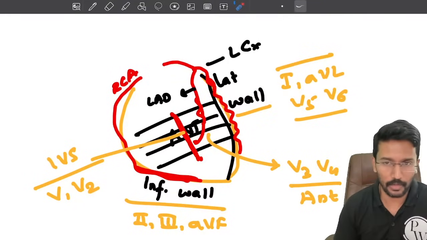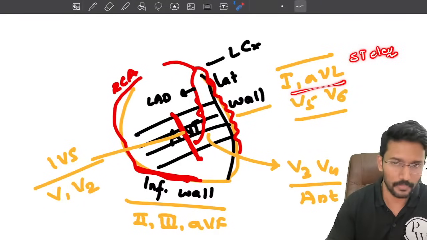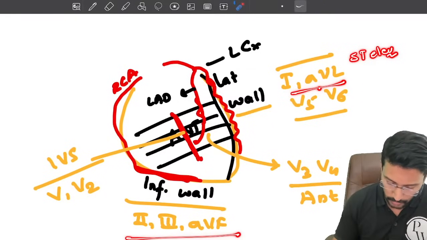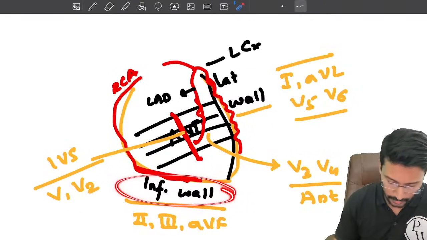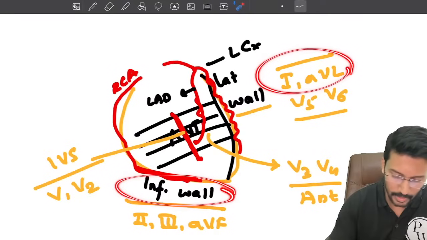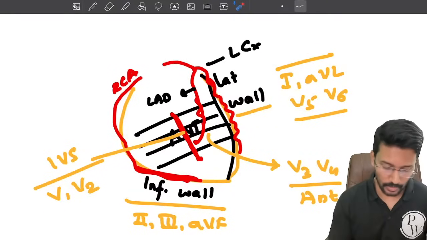So if I have a lateral wall MI, there will be ST elevation in 1 and AVL. In that case, 2, 3, AVF should show ST depression. If I have an inferior wall MI, there will be ST elevation in 2, 3, AVF and then 1 and AVL should show ST depression. This is what we call reciprocal changes.